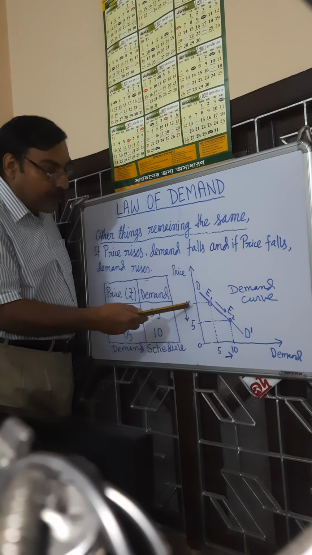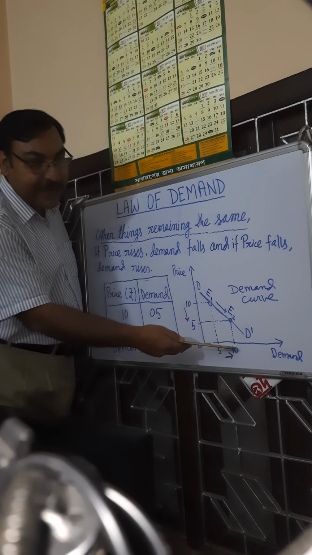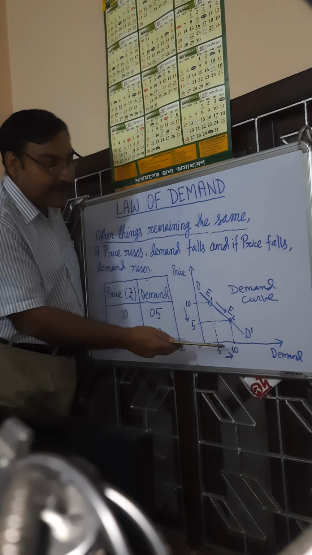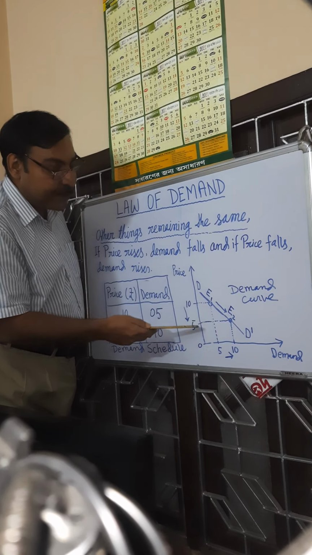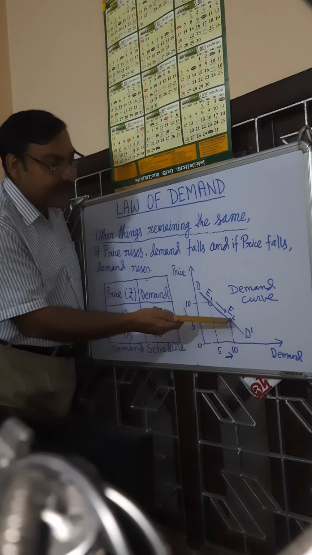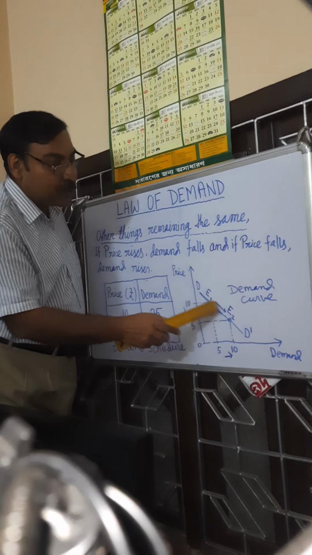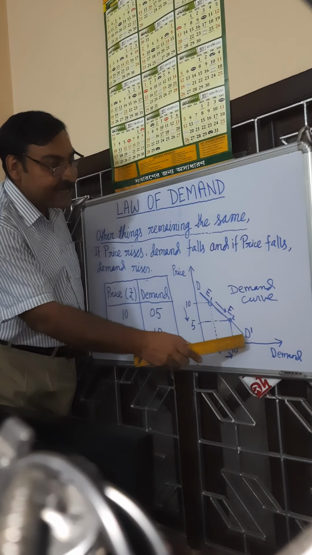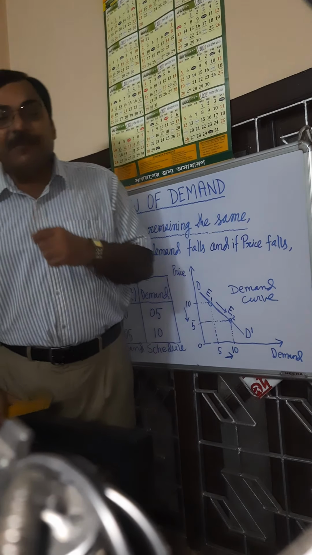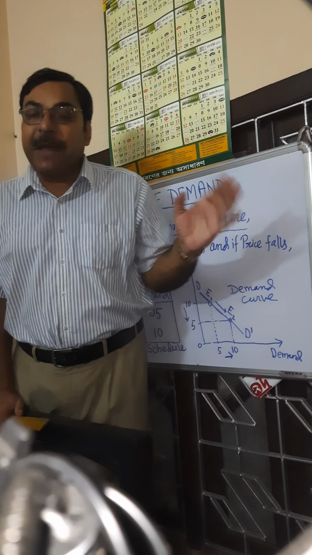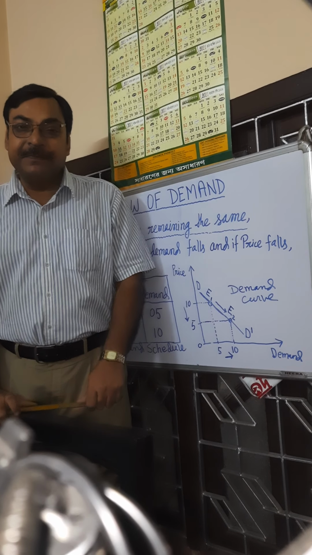Now if price falls from 10 to 5, then when price is 5, demand becomes 10. Demand extends from 5 to 10. This price-quantity combination, price 5, demand 10, is represented by the point E2. Joining these 2 points, we get the demand curve DD, a downward sloping demand curve. Because of the inverse relationship between price and demand, the demand curve is always downward sloping.